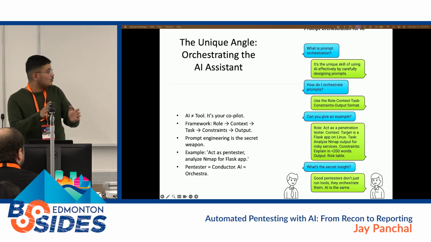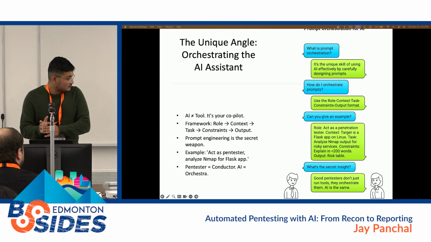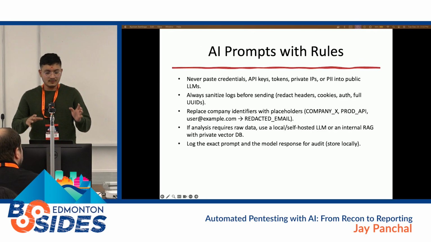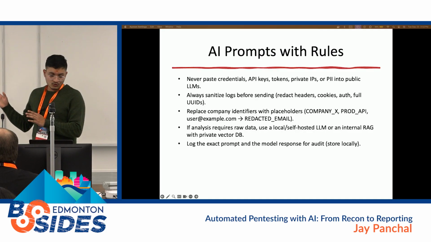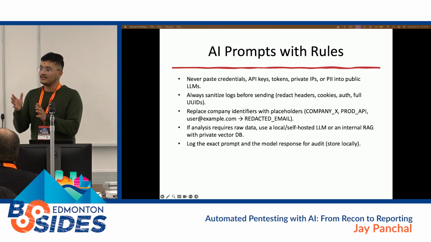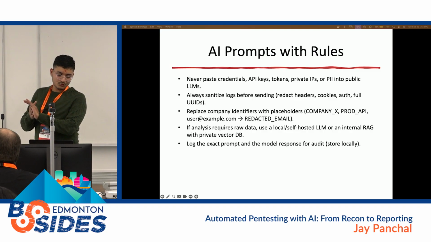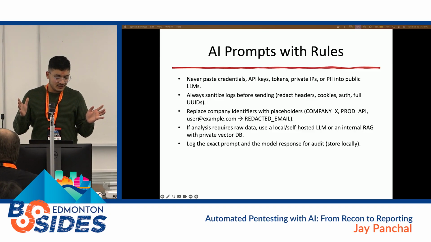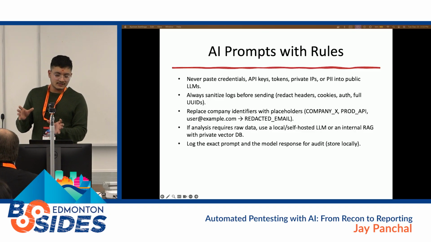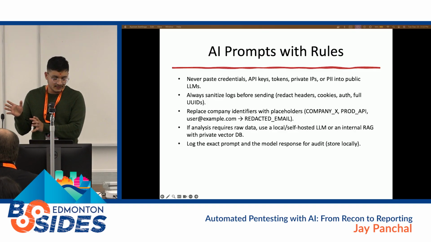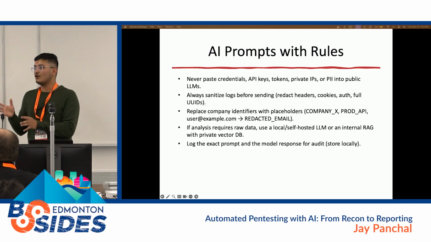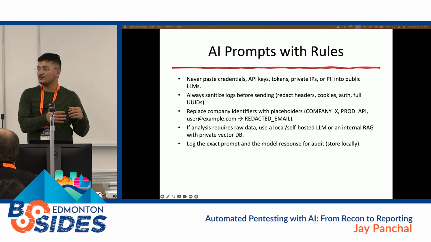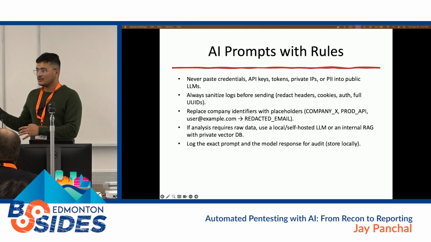As I said, the framework is role, context, task, constraint, and the output. While you use AI prompts, some of the rules you put in constraints are: don't use credentials or API keys, and don't give business secrets to open AI models. You need to replace them with placeholders, like company X prod API or a redacted email, so it can give the proper output rather than you giving sensitive information to a general open model.